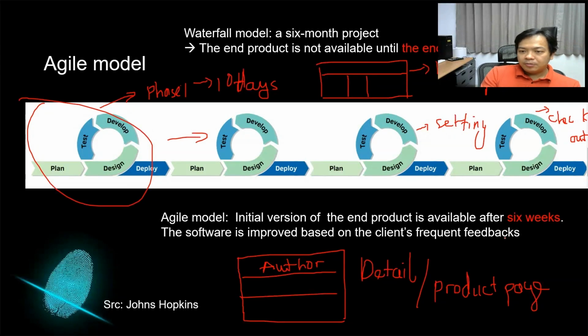So you see, in this process, you can complete an initial version and products are available after 6 weeks, but they do not include a lot of functions. They include some simple functions. And the software can improve based on client feedback, frequent feedback. If the client sees the homepage and it looks not okay, I can change it very quickly, test and deploy again, and go to the next part.